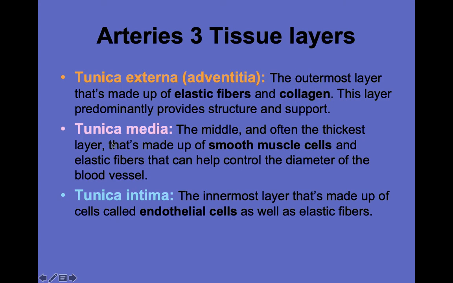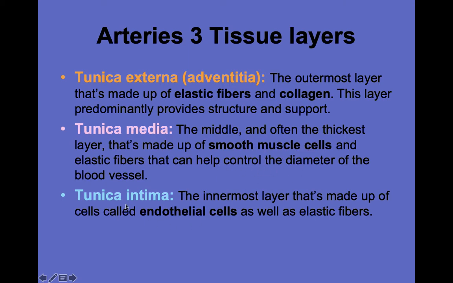Okay, the tunica media, like the medium or the middle, it's the middle one. In arteries, it's usually one of the thickest layers because it has tons of smooth muscles. This is what makes the arteries do their contracting, is their smooth muscles, okay? A little bit of elastic fibers, but mainly this is made up of muscle tissue. Remember, our muscle tissue, smooth muscles, all right?